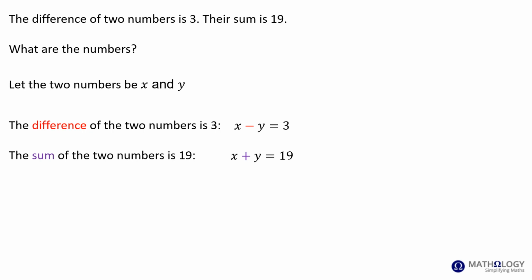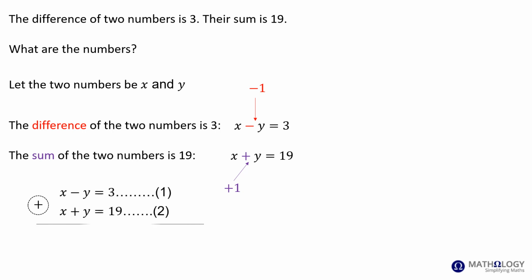There are two basic ways to solve a pair of linear equations simultaneously: elimination or substitution. We will start with the elimination method. The objective of this method is to eliminate one of the variables, either by adding or subtracting the two equations. Since the coefficient of y in the first equation is -1 and +1 in the second equation, we will add the two equations, since doing so would eliminate the variable y.